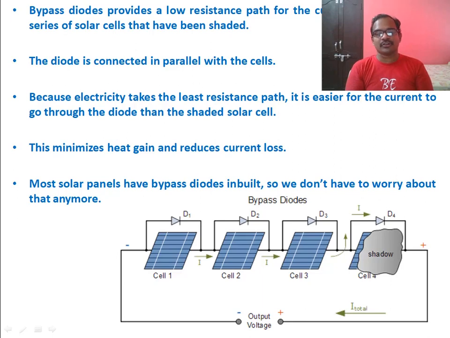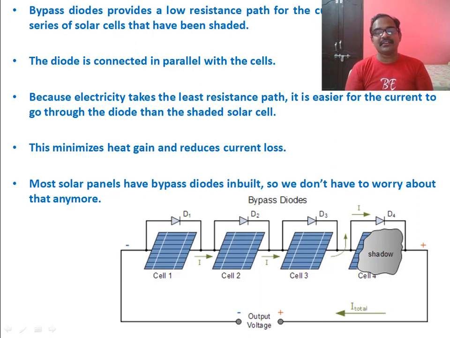You may ask me a question: only cell 4 is shaded, so why do we have to keep a bypass diode across each and every cell? Good question. The answer is, we don't know at what point of time which cell will be shaded. Now at 12 o'clock cell 4 is shaded. At 1 o'clock, maybe because of the movement of the sun, cell 2 might be shaded, and after some time cell 1 might be shaded. We don't know. So for safety purposes we need to put a diode across each and every cell in a module or a panel.